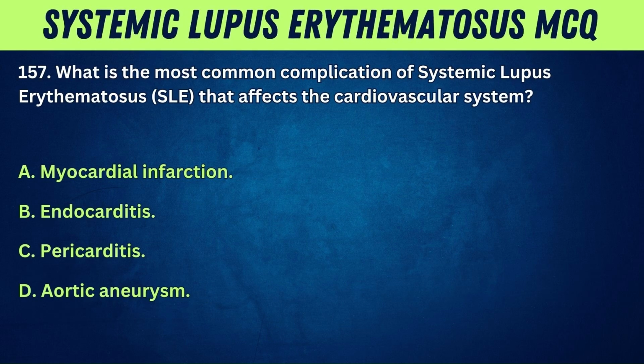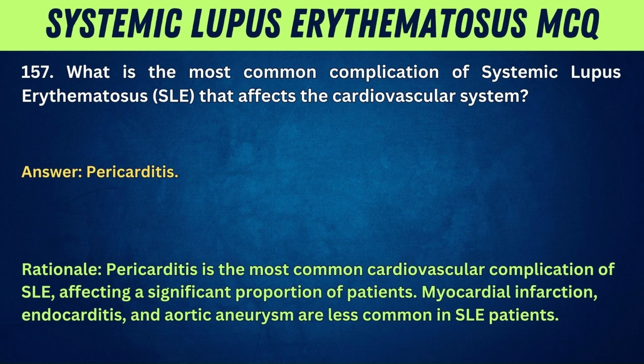157. What is the most common complication of systemic lupus erythematosus, SLE, that affects the cardiovascular system? A. Myocardial infarction. B. Endocarditis. C. Pericarditis. D. Aortic aneurysm. Answer: pericarditis. Rationale: pericarditis is the most common cardiovascular complication of SLE, affecting a significant proportion of patients. Myocardial infarction, endocarditis, and aortic aneurysm are less common in SLE patients.